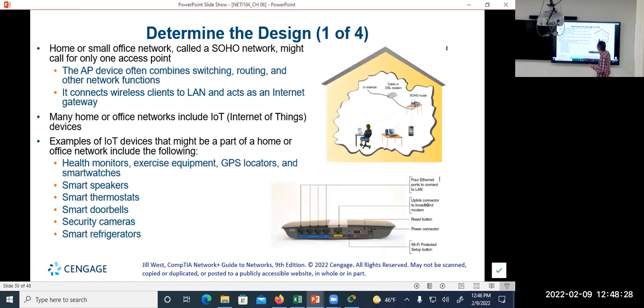Now, how can you implement a Wi-Fi network? The first thing is to determine the design. In the design, the most important thing is the site survey. Site survey means where you locate the access point, so that every corner is within the range of coverage. The access point in the home normally combines with switching, routing, and other network functions. So in the home router, you have the access point, the routing, and the switching, all integrated in one single device.